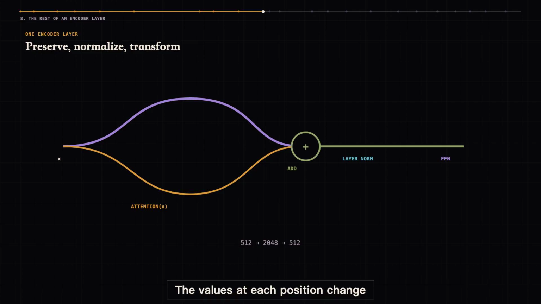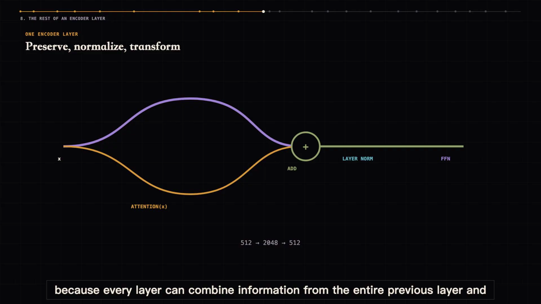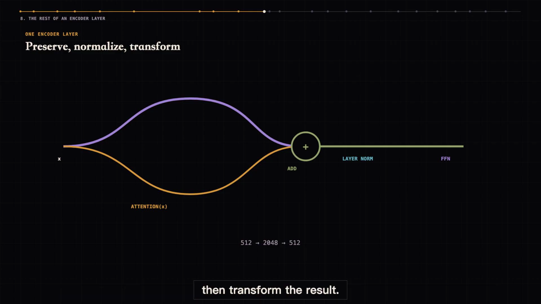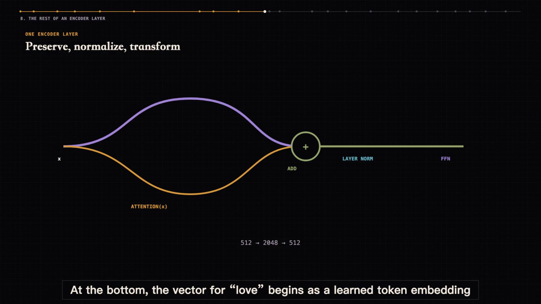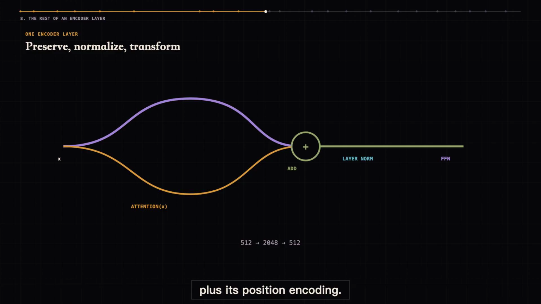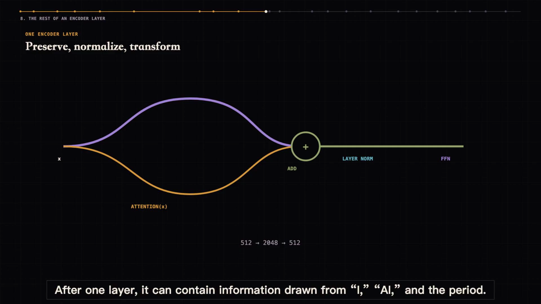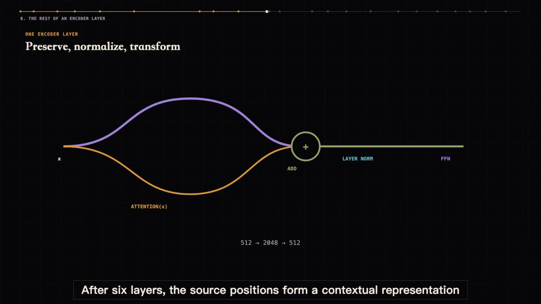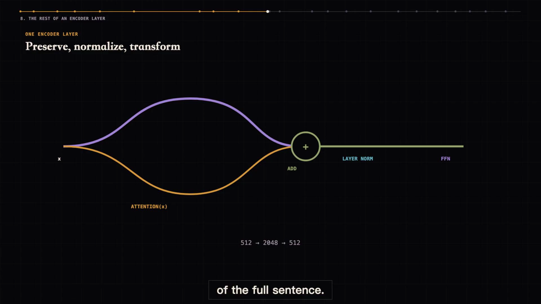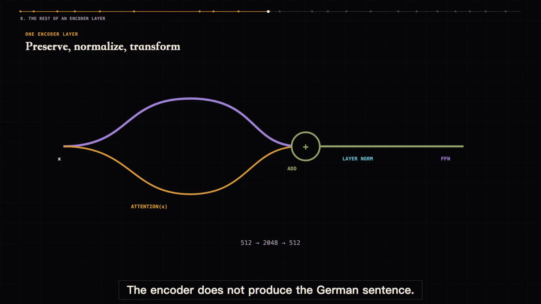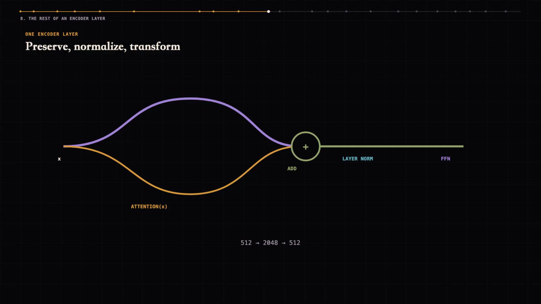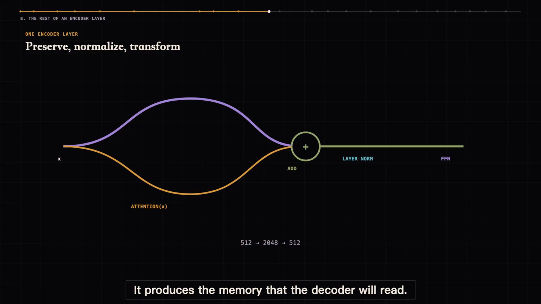The values at each position change, because every layer can combine information from the entire previous layer and then transform the result. At the bottom, the vector for love begins as a learned token embedding, plus its position encoding. After one layer, it can contain information drawn from I, AI, and the period. After 6 layers, the source positions form a contextual representation of the full sentence. The encoder does not produce the German sentence. It produces the memory that the decoder will read.